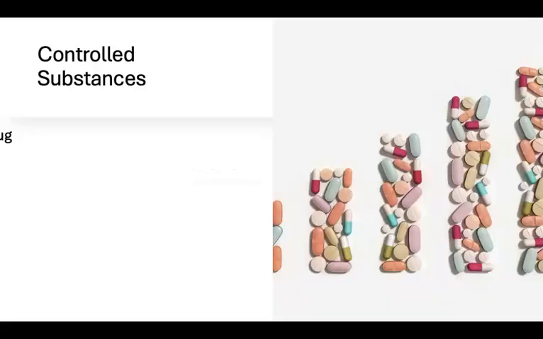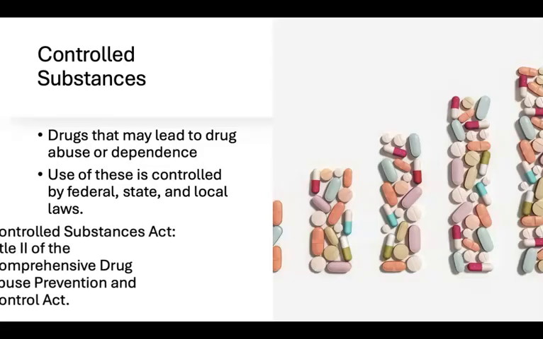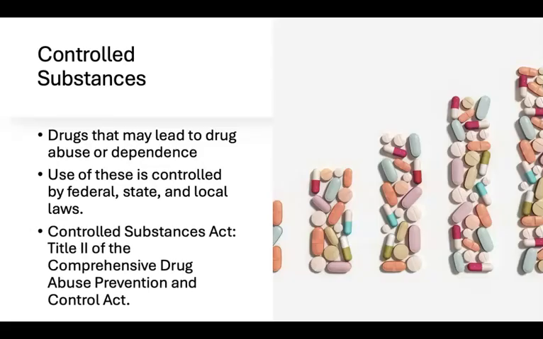So further moving on, we start talking about controlled substances. These are drugs that can lead to some type of drug abuse or dependence. These are drugs that are controlled by federal, state, and local government laws, and are covered by legislation of the Controlled Substance Act. That's called Title II of the Comprehensive Drug Abuse Prevention and Control Act.